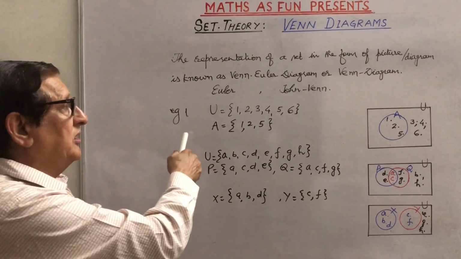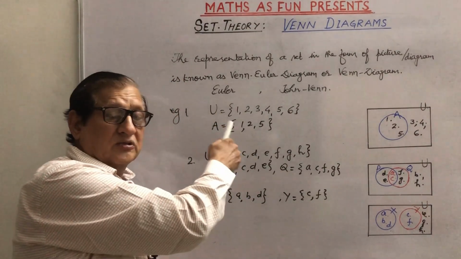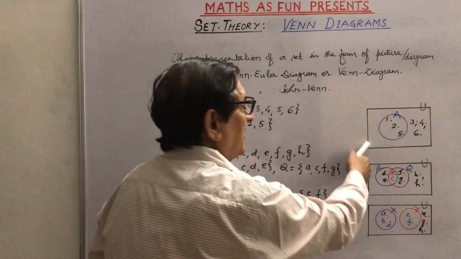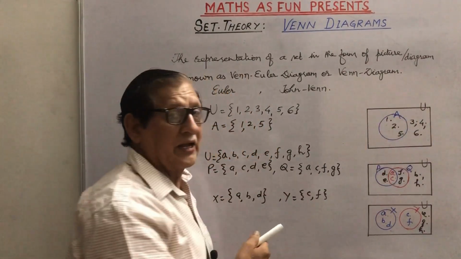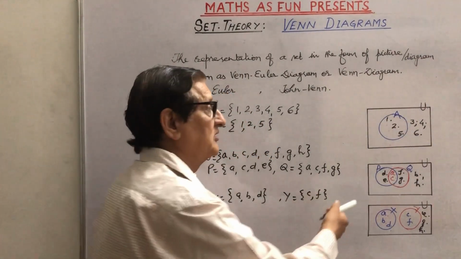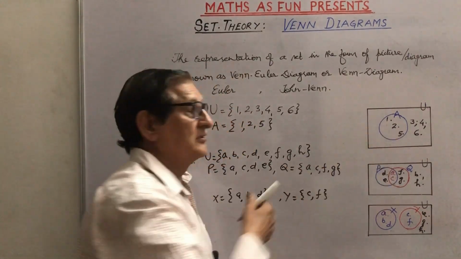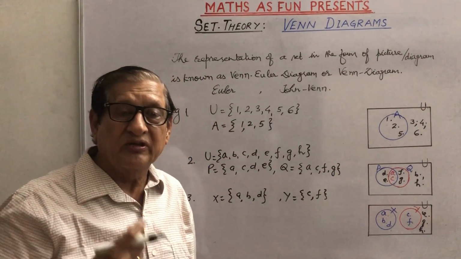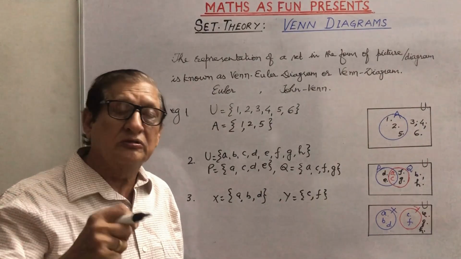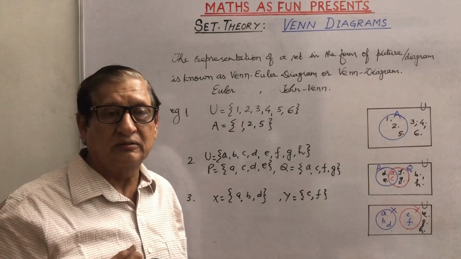What do we do in this? In this, a universal set is represented by a rectangle and all its subsets are represented inside the rectangle with the help of a curve. Generally we represent it as a circle.